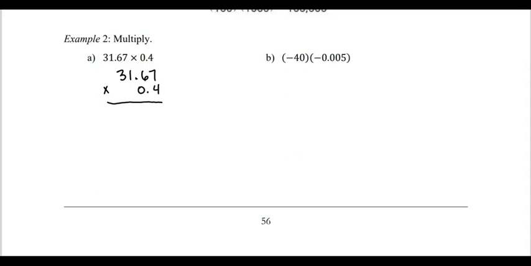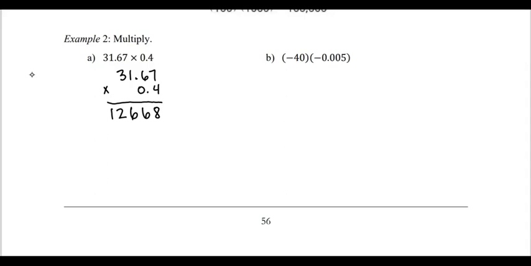So now we're going to multiply. 4 times 7 is 28. 6 times 4 is 24, plus another 2 from the 28, so it's going to be 26. 1 times 4 is 4, plus 2 from the 26, so that would be 6. And 3 times 4 is 12. So you multiply your numbers.